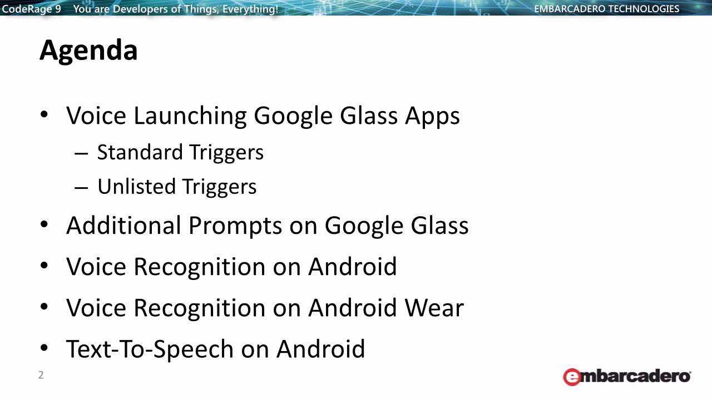What we're going to cover is we're going to start with voice launching Google Glass apps with both standard and unlisted triggers, and then we're also going to look at additional prompts on Google Glass where your app can start with some input. We'll look at voice recognition on Android as well as Android Wear, and also text-to-speech on Android. If you caught my skill sprint on this topic, we're going to have some overlap. We're also going to take it a little bit further, as we're going to look at using voice recognition for navigation as well.